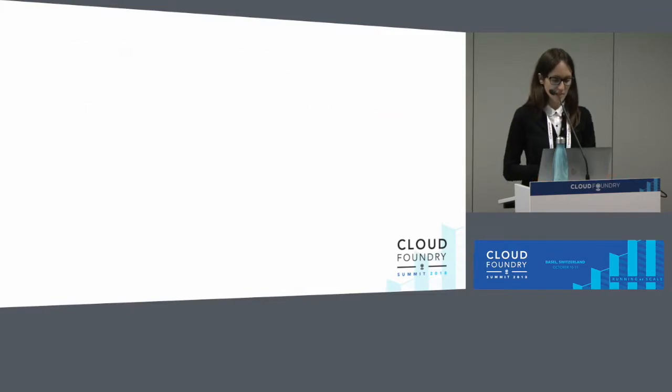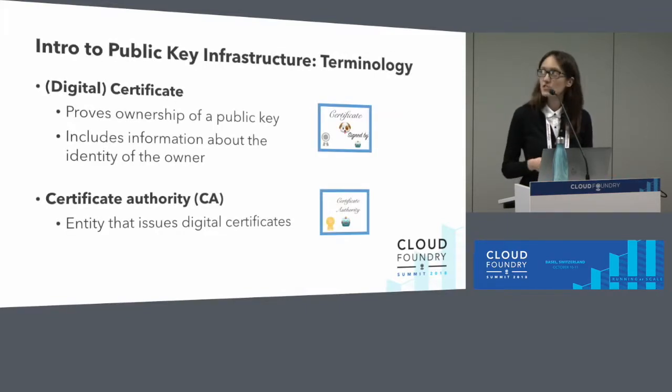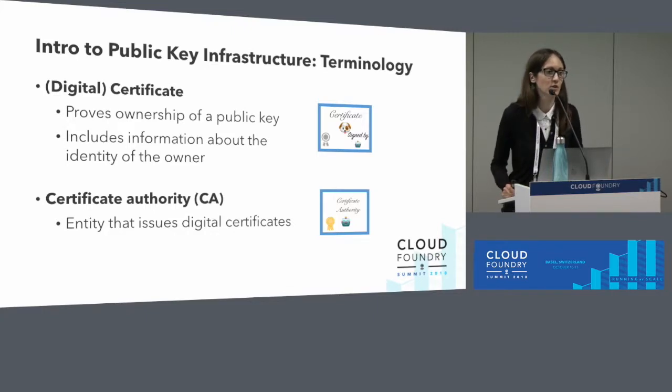So to recap some of the terminology that I just presented to you, a digital certificate is a document that proves ownership of a public key. And it includes important information about the owner of this public key. A certificate authority is just an entity that can issue certificates.